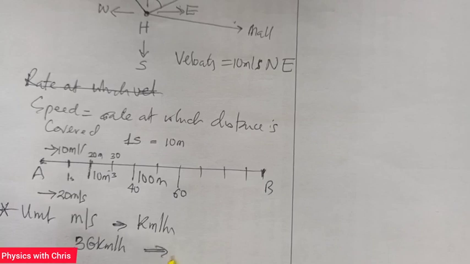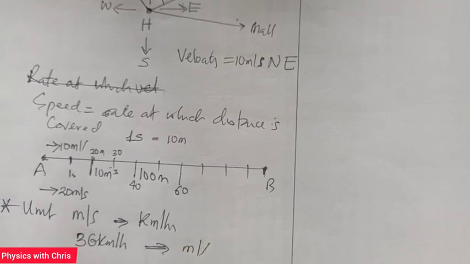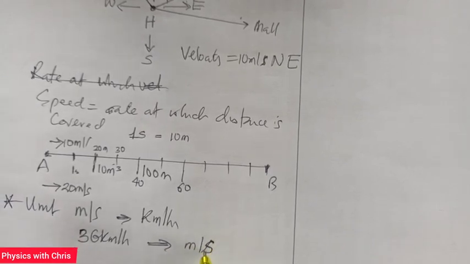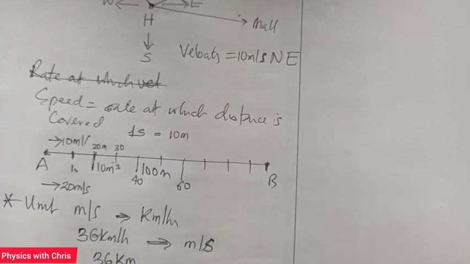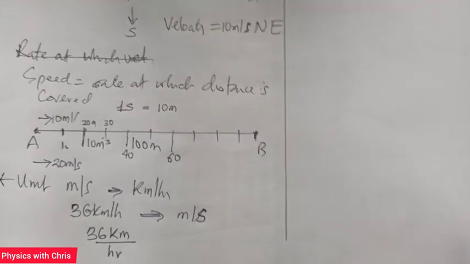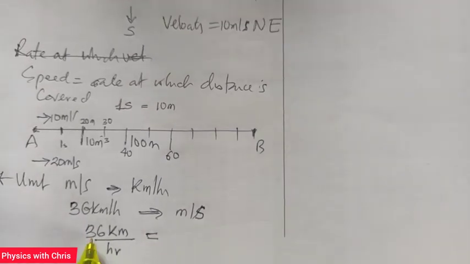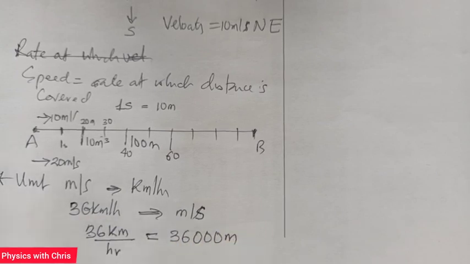How do I change that to meter per second? How do I convert that to meter per second? I will do this to convert it to meter per second. 36 kilometer per hour is written like this: 36 kilometer per hour. So a distance of 36 kilometers is 36 times 1000. That is 36,000 meters, because 1 kilometer is 1000 meters.